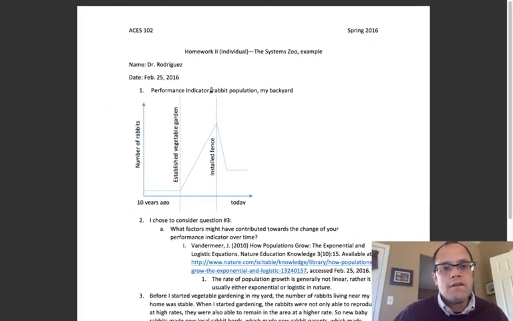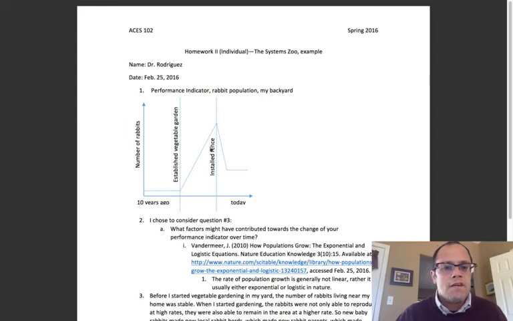Here it is. Performance indicator, rabbit population in my backyard. There's the number of rabbits. And I would guess, I've lived here for several years. It was stable for a period of time until I had a vegetable garden. Once I put that vegetable garden in, man, it was overrun with rabbits real quick. Eventually, I decided to put in a fence around my little garden. It's not a big garden, but it has a little fence. And that did manage to help, but I still had more rabbits even after the fence.